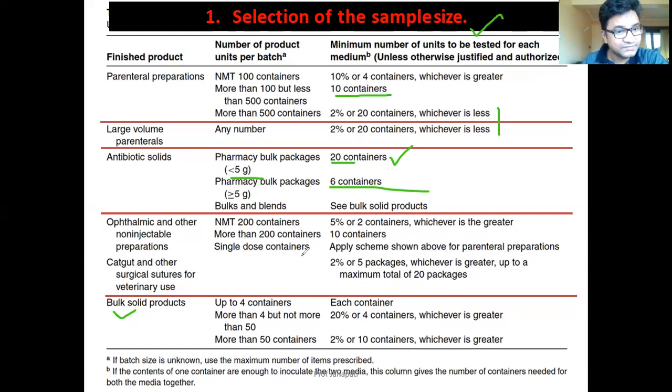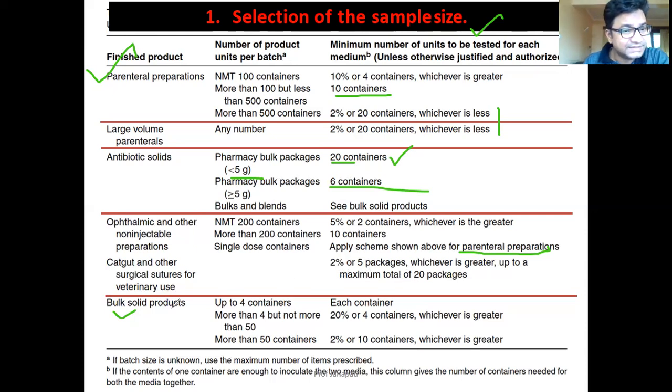Single dose containers. Sometimes you will get single dose containers. So apply the scheme shown above as per parenteral preparations. Here you can see for parenteral preparations, this is what we need to follow. If there are single containers, you need to follow this. So 2% or 5 packages, whichever is greater, maximum total of 20 packages.